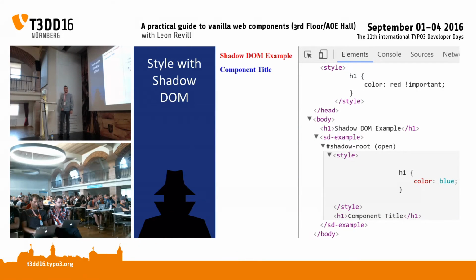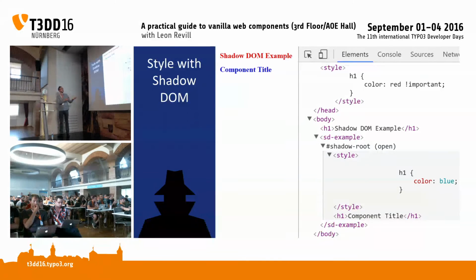Anybody that's familiar with CSS will know that if you specify a CSS definition as important, it means that when you specify H1 and the color further down in that document, it's going to be ignored because the important rule is going to take precedence. But because we're using the shadow DOM, anything inside this shadow root is not going to inherit any styles from the main document.